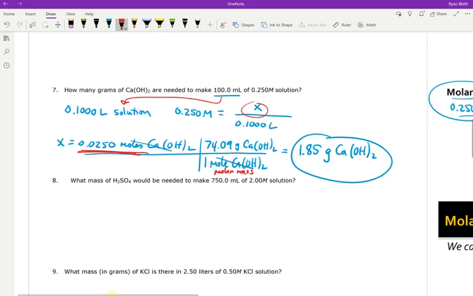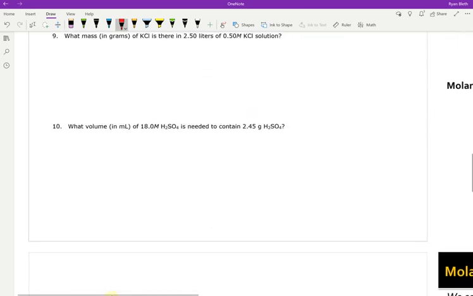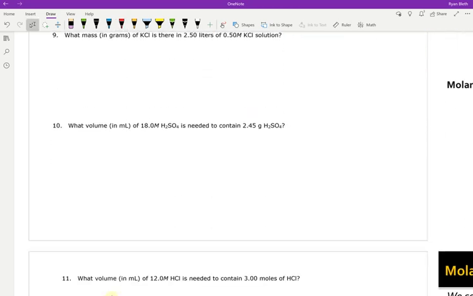All right. One more problem I'd like to do with you, and that's question number 10. 8 and 9 are a lot like 7, so I'll let you work on those. Number 10, what volume in milliliters is needed? What volume in milliliters of this solution, and there's a bunch more details here, is needed.